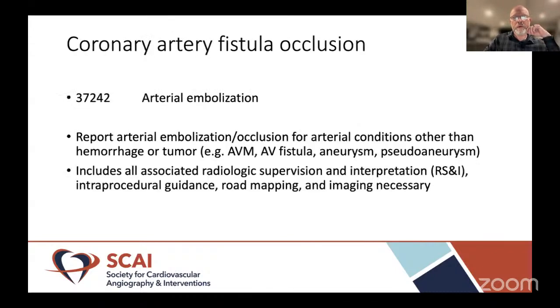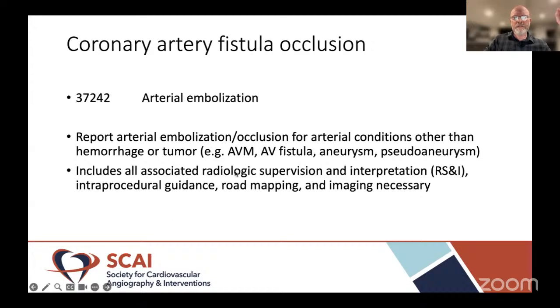So when you talk about coronary artery fistula occlusion, the code for that is the simple one for arterial embolization. So this would be one that you would utilize for other artery embolizations as well. And so this, it talks about here in the long verbiage of what it reports and what it includes. And note that some of the examples it gives are for arterial conditions other than hemorrhage or tumor. So there are different codes for that, which is outside of our world.